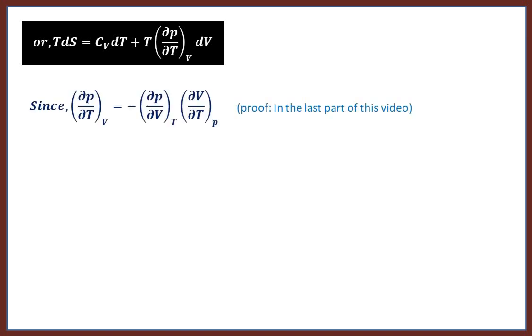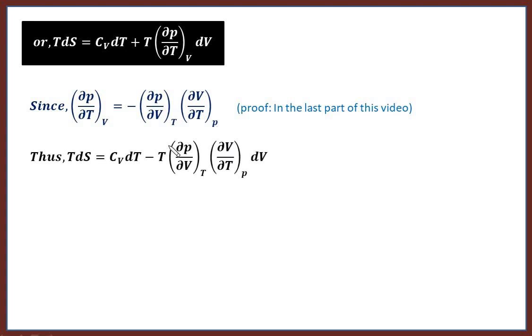We can represent it in another form also. Let's try to do that. In order to replace it in another form, we can use this relation which says del P del T at constant V is equal to minus del P del V at constant T into del V del T at constant P. For the time being, just assume this is the relation. I am going to prove this relation in the last part of this video. So if you replace this, we will get TdS equals to this.